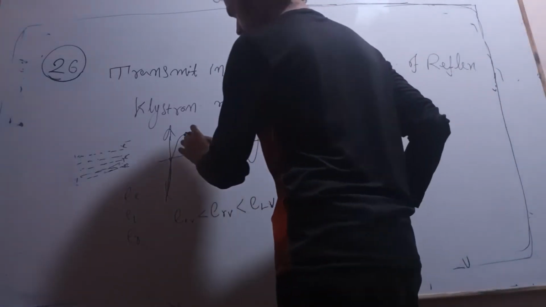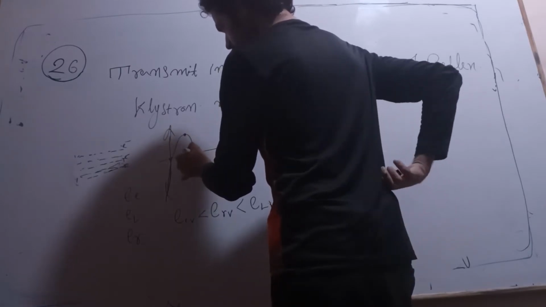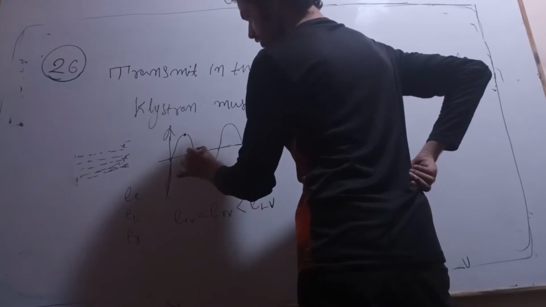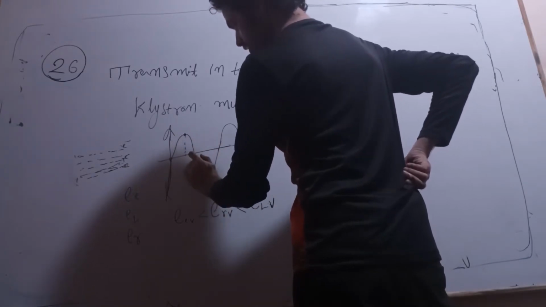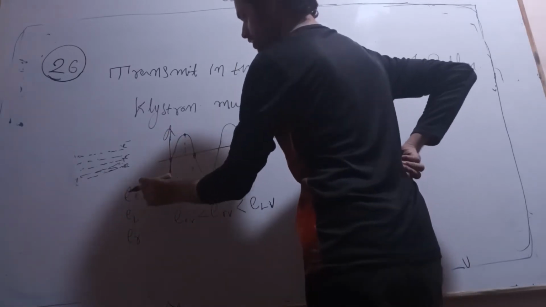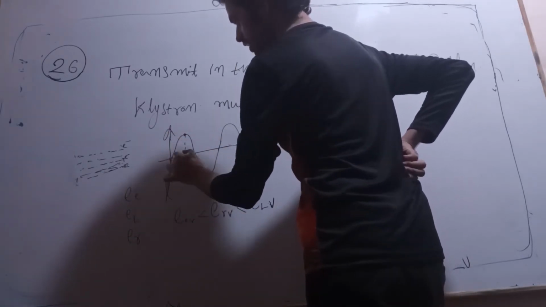So now if we see here, these are three. Let us say we are transmitting these electrons in such a way that, see, this is my early electron.